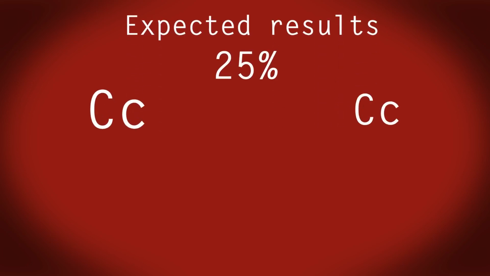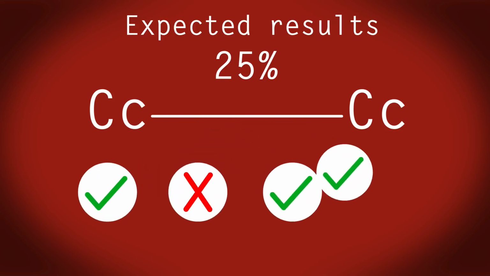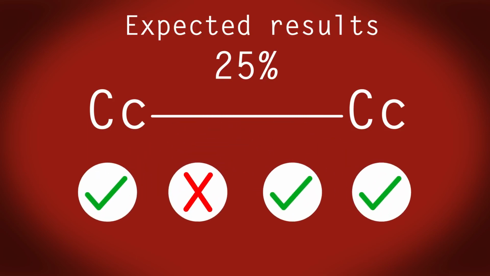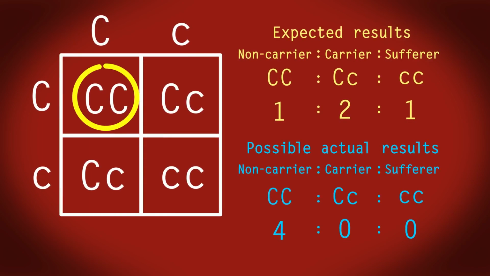We call these the expected results. So whilst we could expect that 25% of offspring of two cystic fibrosis carriers to suffer from the disease, it is a probability. The actual results may be different. Two carrier parents could potentially have 4 children that are all non-carrier CC genotypes.